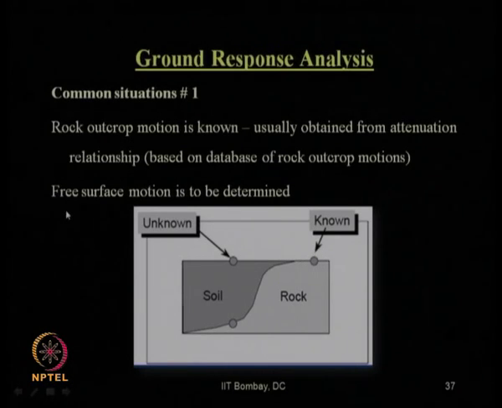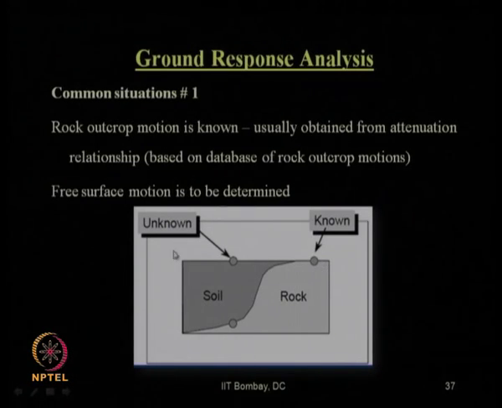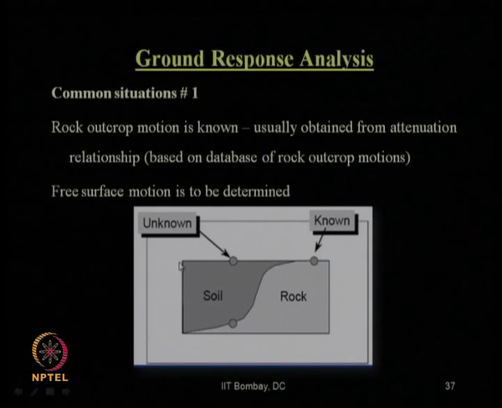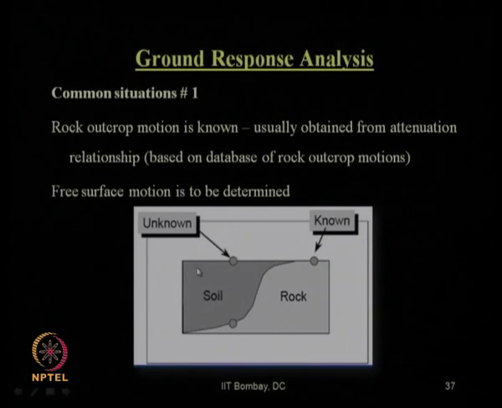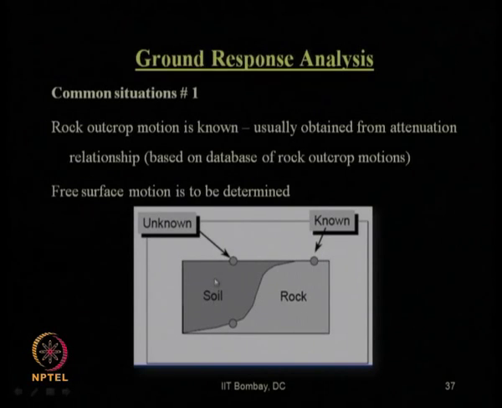What do we need to do? Suppose, at another nearby site, you need to find out the free surface motion, which is at the ground surface of a soil deposit. So, this is known and this is unknown, which we need to find out. As this is known, this is also unknown; let us say we need to first find out the value over here and then find out the value here. We will see how.